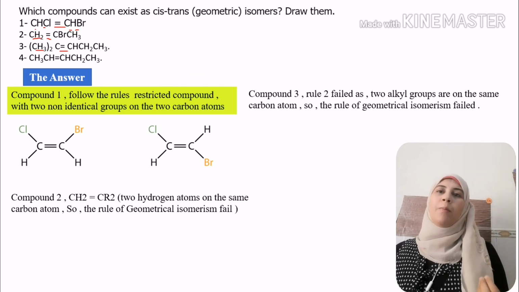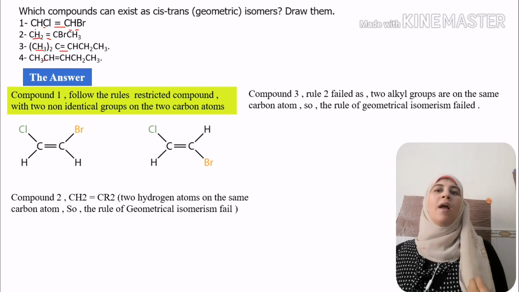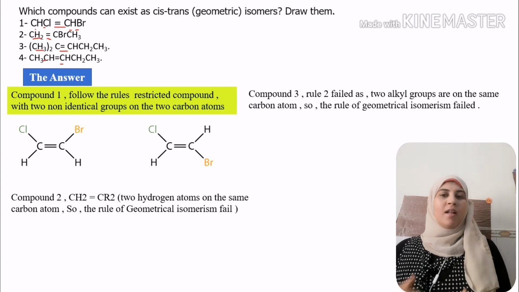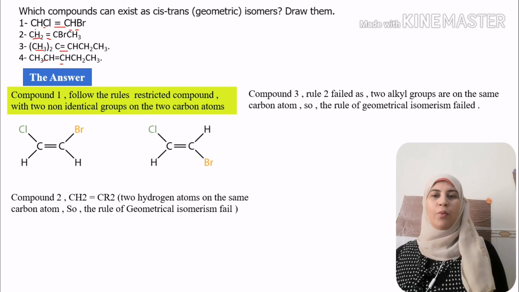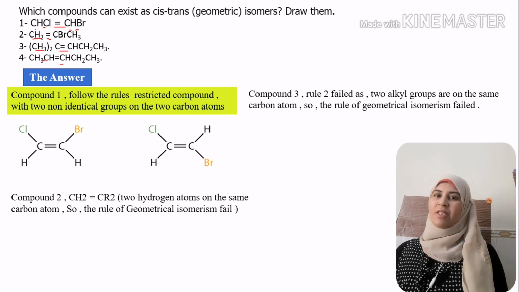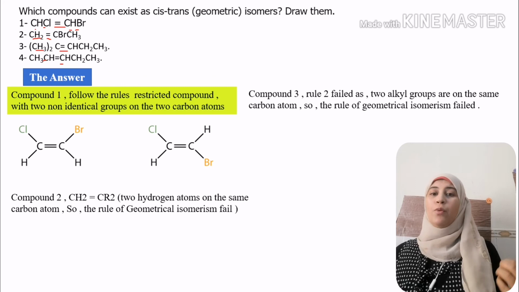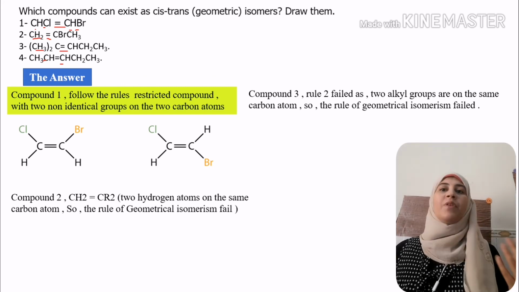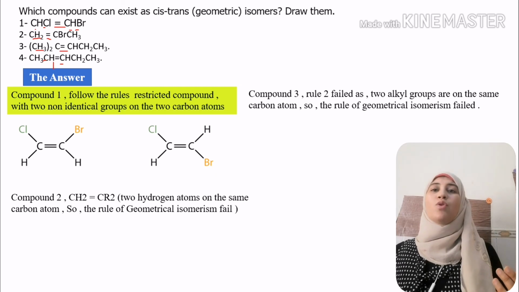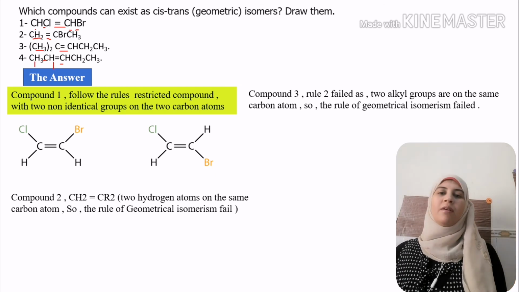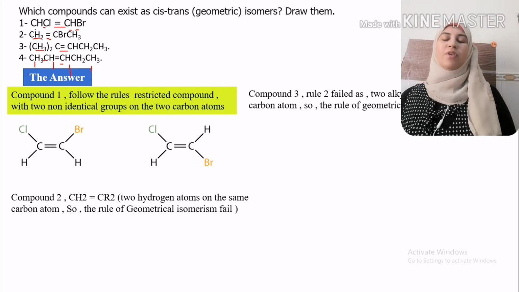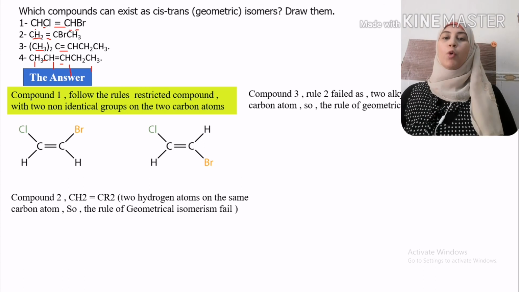In the last example, we have C attached to hydrogen and methyl group, and we have carbon attached to hydrogen and ethyl group. Let's follow our rules. The first one, we have a double bond, so we have restricted rotation. The second one, we must have two non-identical groups attached to the same carbon atom. In our compound, we have hydrogen and methyl, so they are different. The second one, hydrogen and ethyl, of course they are different. So it follows the two rules.